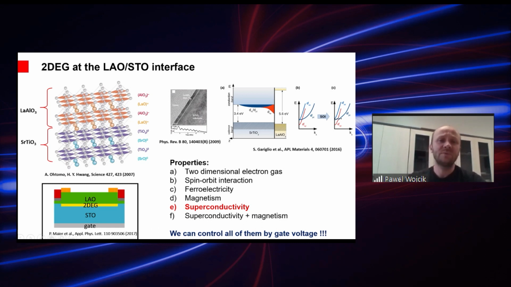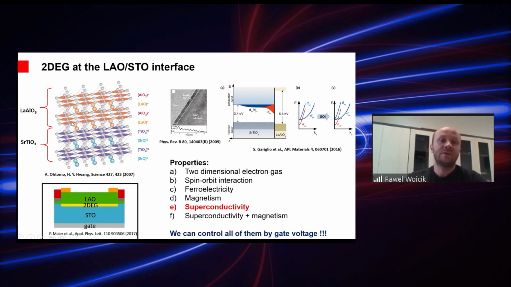From these DFT calculations, we know that the situation is a little bit changed compared to strontium titanate in bulk form, because there the d orbitals are degenerate, and here this degeneracy is lifted by the confinement. We can see that the dxy orbital is shifted in energy just a little bit, by about 50 millielectron volts.